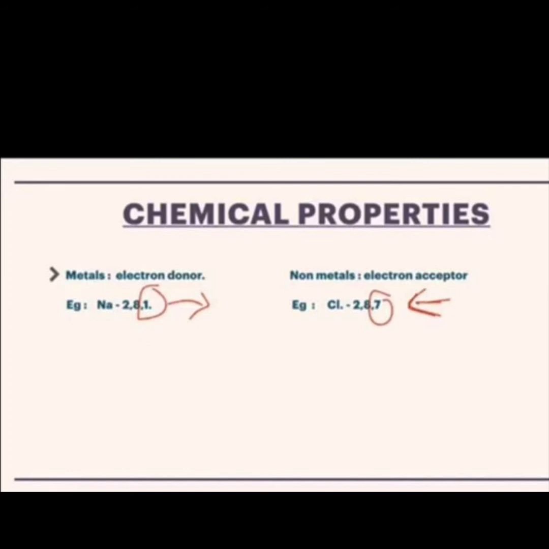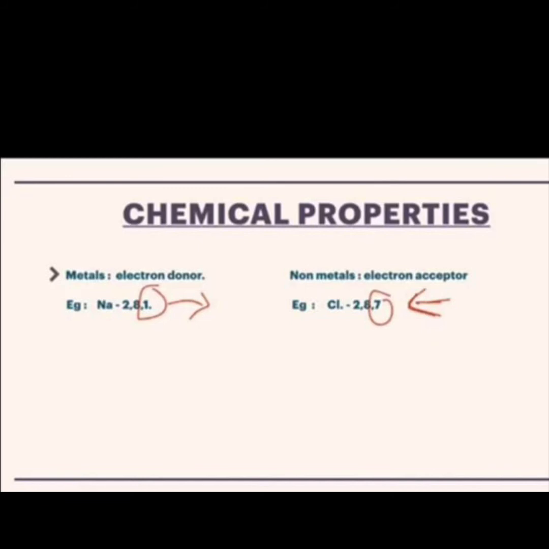Whereas non-metals are electron acceptors. In the case of chlorine, what is the electronic configuration? 2, 8, 7. 7 electrons are present in the outermost shell. What will it do, children? Will it lose 7 electrons or will it accept 1 electron? It will accept 1 electron, right? Yes. So, we can say that non-metals are electron acceptors.